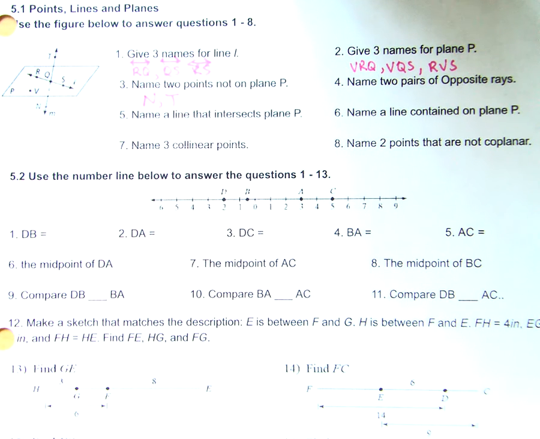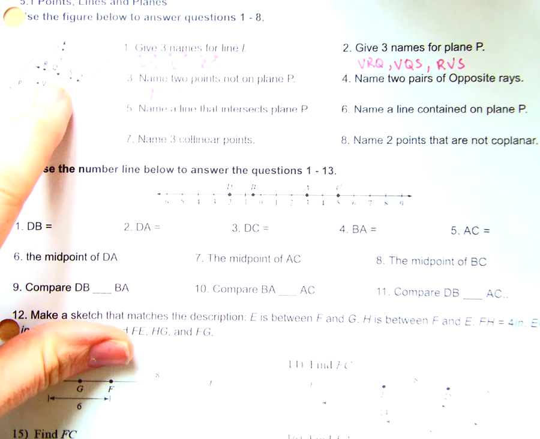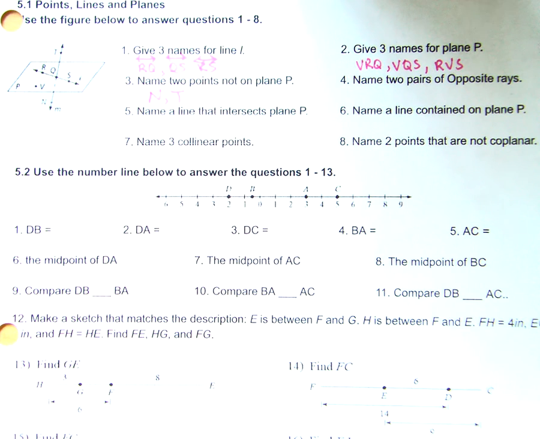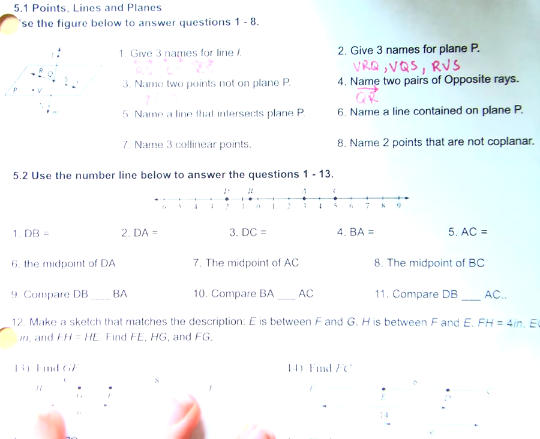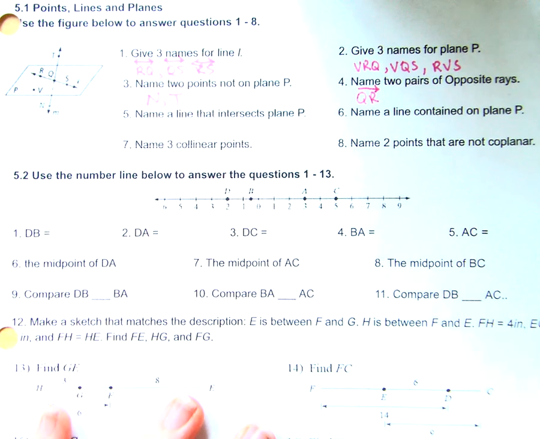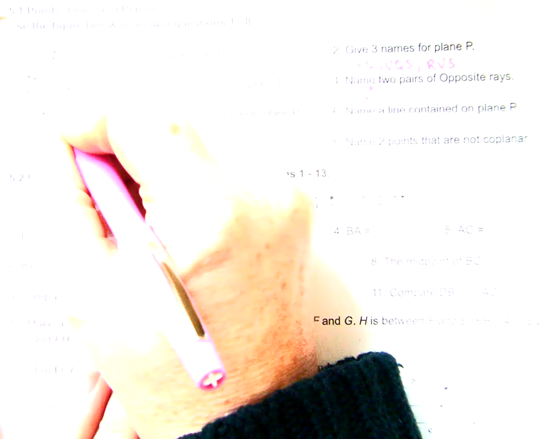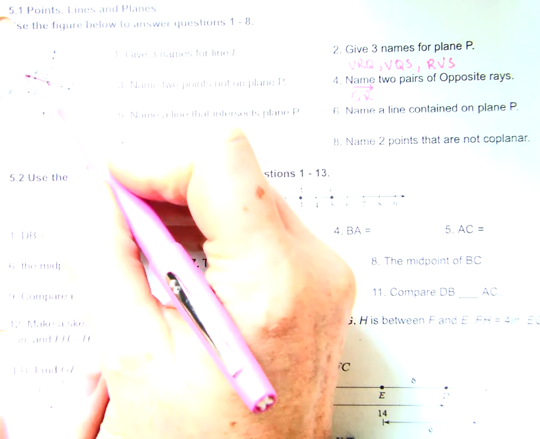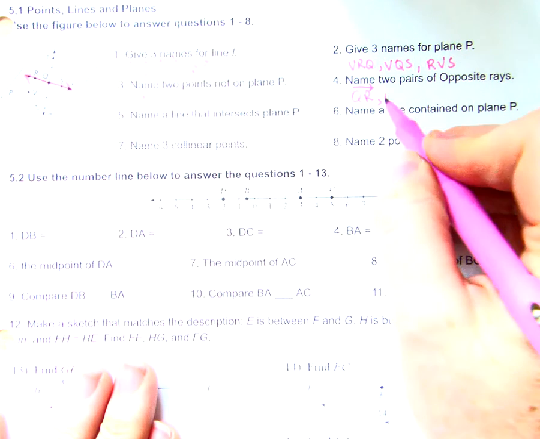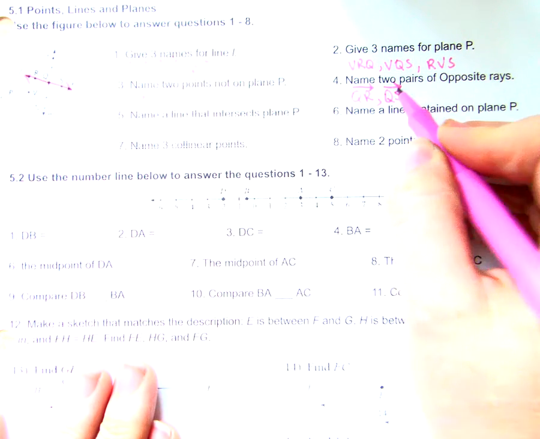Question 4 says opposite rays. So remember, rays are 1 endpoint, 1 arrow. And if I have opposite rays, they share the same endpoint and go in opposite directions, right? So let's say we're talking about the point Q as the point they share. So QR would be 1 ray, and remember notation, 1 endpoint, 1 arrow. That would go this direction. So to do the opposite, I would just do QS, which would go this direction. So QR and QS are opposite rays.